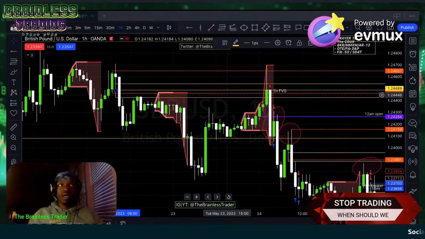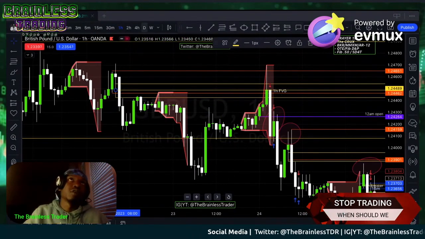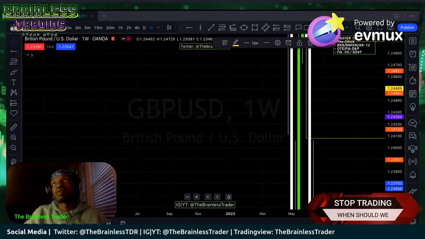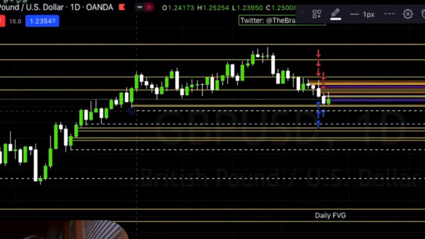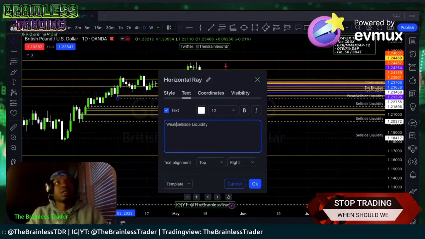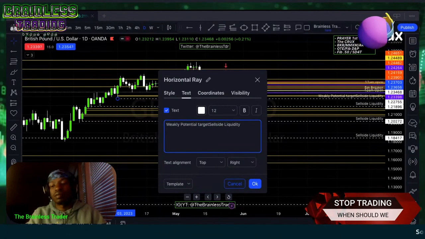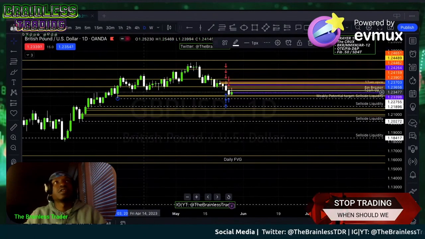And keeping this all in the mind frame of the fact that we want to know where that target was, right? So if we go back to our weekly target, we want to make sure that we understand where our weekly target is, because that's how we're going to know when to stop for the week, right? This target, and this target. We're going to leave that, but this is what I labeled as that weekly target. All right. So within this, understanding that this is the weekly potential target, as well as sell side liquidity, this would be our stopping point for the week.